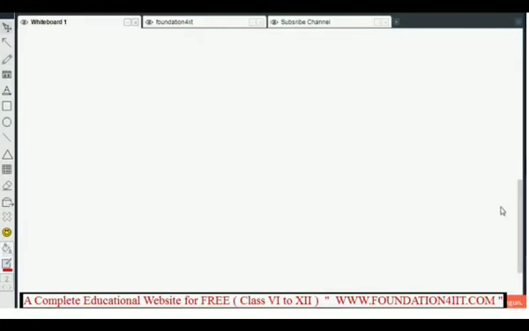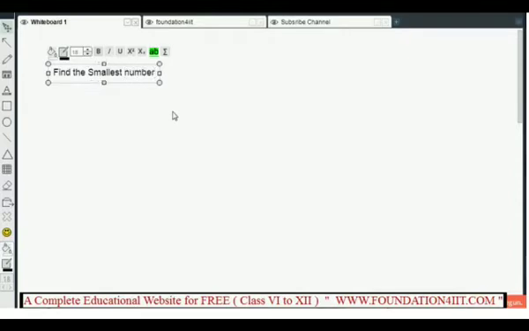Some other questions which are related to the cube root. For example, find the smallest number by which 1125 be multiplied so that the product is a perfect cube.